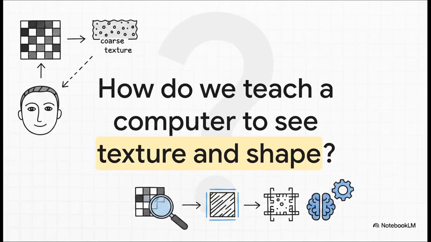Right. Let's just get straight to it. For a computer, this picture is nothing more than a big spreadsheet of numbers, each one just representing how bright a pixel is. So how on earth do you get from that, from raw data, to understanding a concept like, oh, that's a coarse texture, or I recognize that shape? Well, that's what this is all about, exploring the clever tricks that turn these numbers into rich, descriptive features a machine can actually understand and use.